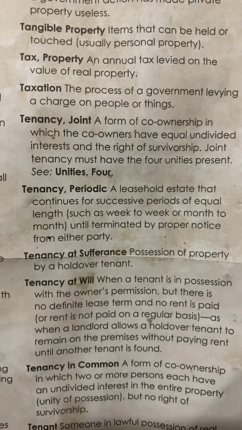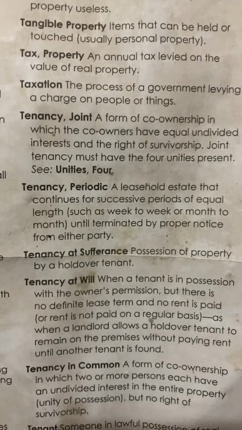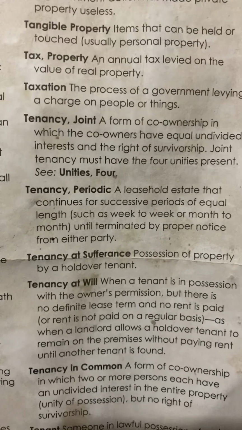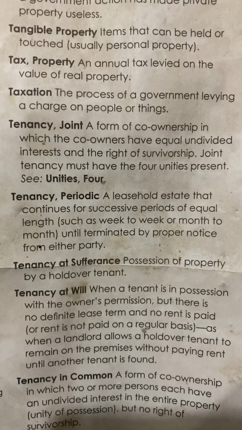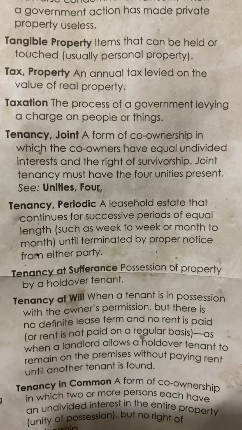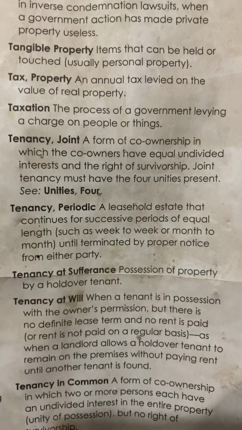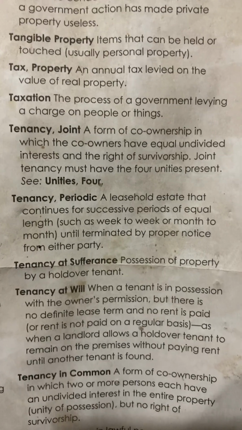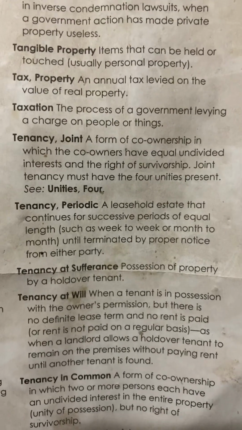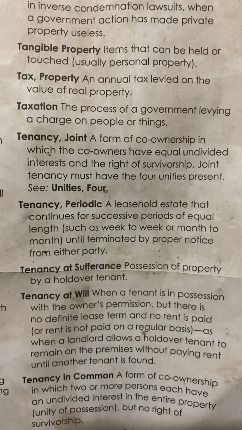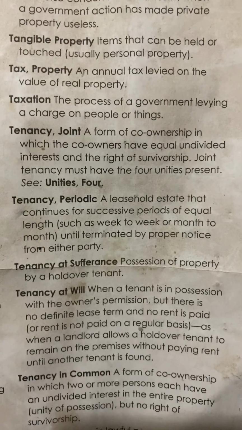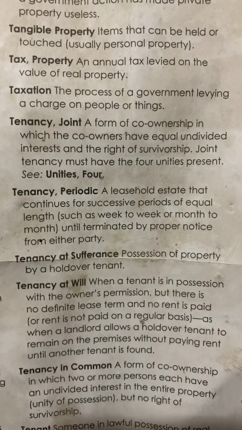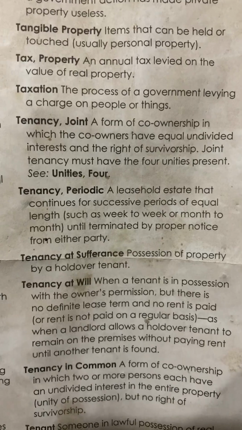Tenancy, joint. A form of co-ownership in which the co-owners have equal undivided interests and the right of survivorship. Joint tenancy must have the four unities present. See unities and the number 4.